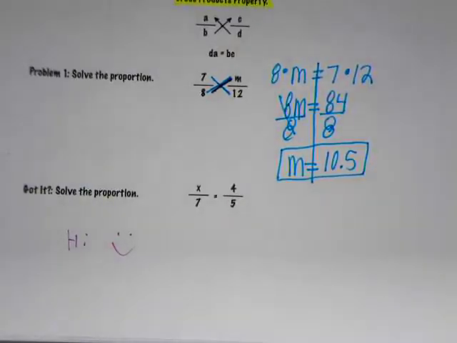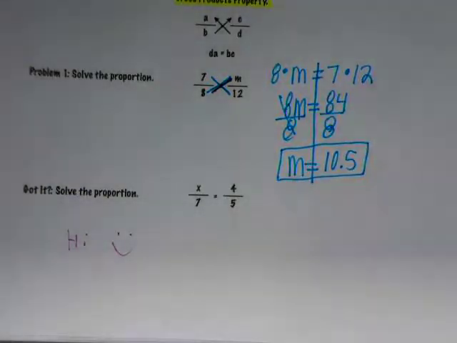All right, you guys try that next one. So multiply the diagonals together and put an equal sign between them.